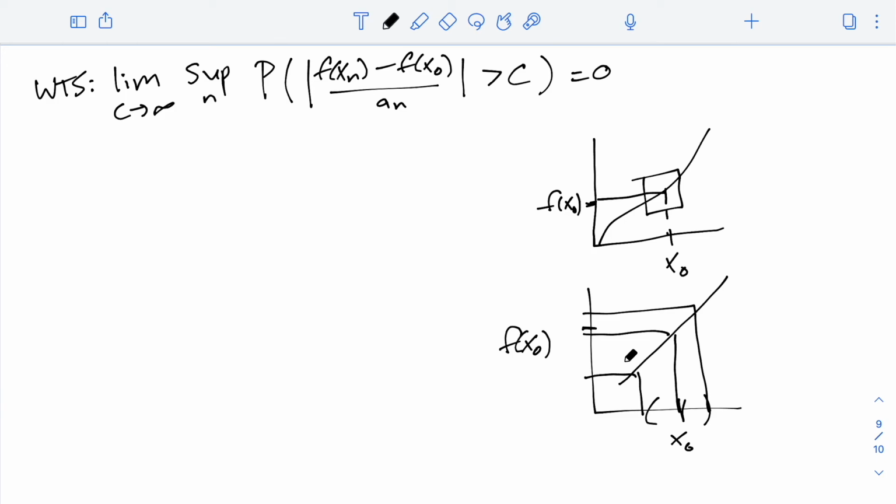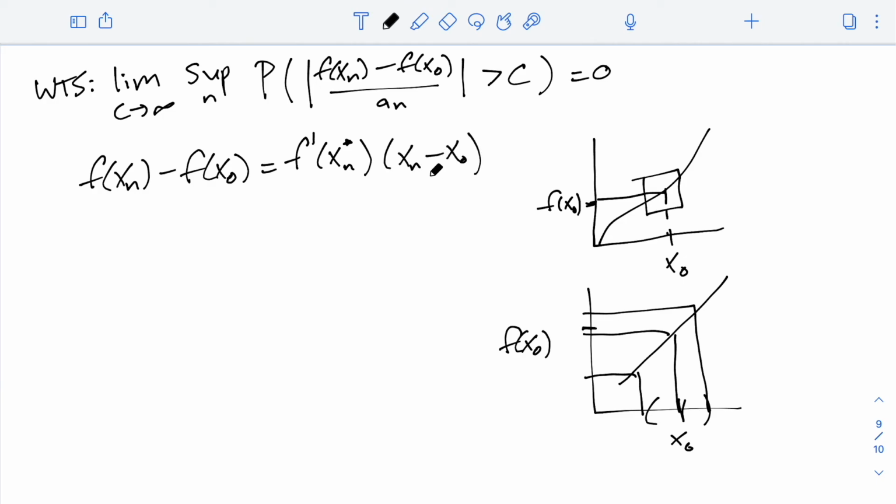So let's write this out. One fact that we are going to use here is the mean value theorem. f(xn) minus f(x0) is equal to, for any xn and x0, so long as f is differentiable, which we know it is, f prime of x star n times xn minus x0. And x star n is some value, we're not totally sure what it is, that lives in the interval between xn and x0.